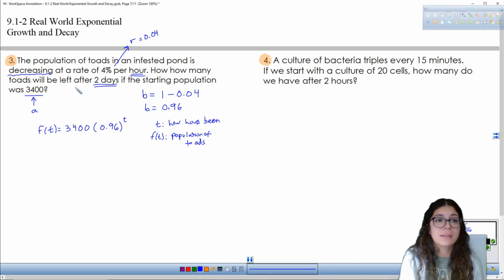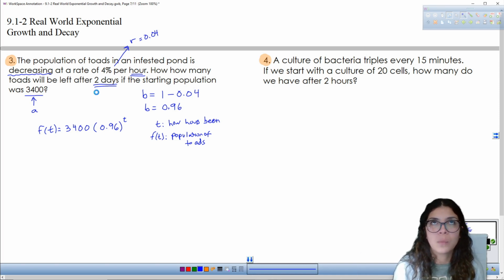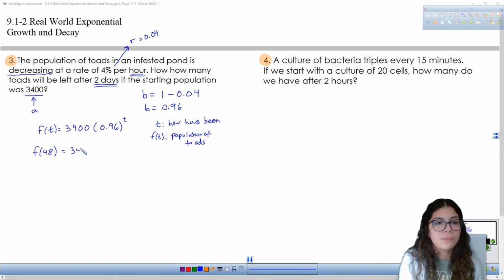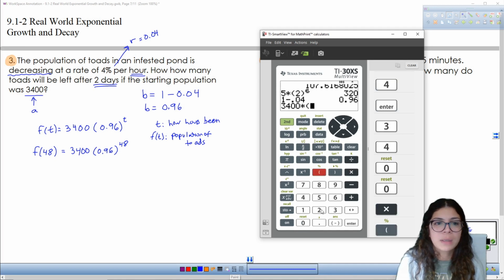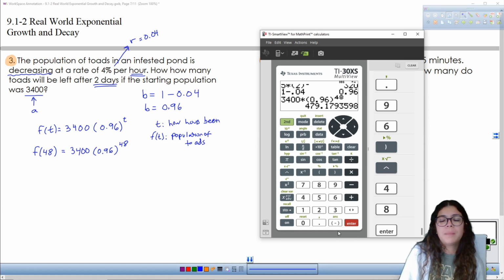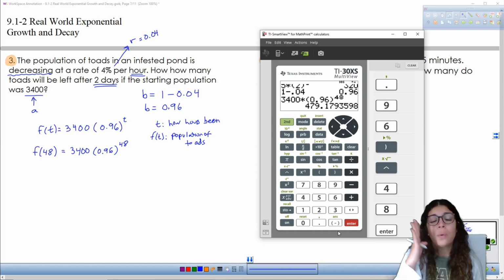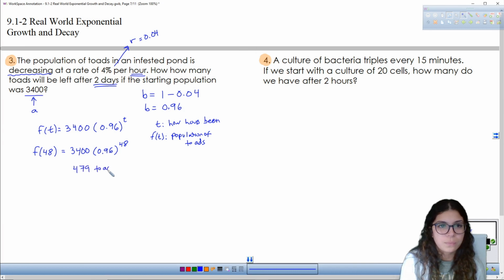So in this question, they ask us how many toads are going to be left after 2 days. So in 2 days' time, how many hours have passed? Well, there are 24 hours in a day, and there's 2 days total, so we've passed through 48 hours. So t is 48. So 3,400 times 0.96 to the power of 48. I'll just type that into my calculator. We're talking about number of toads, so I'm going to round that to whole toads. So after 2 days, there are 479 toads in that pond.